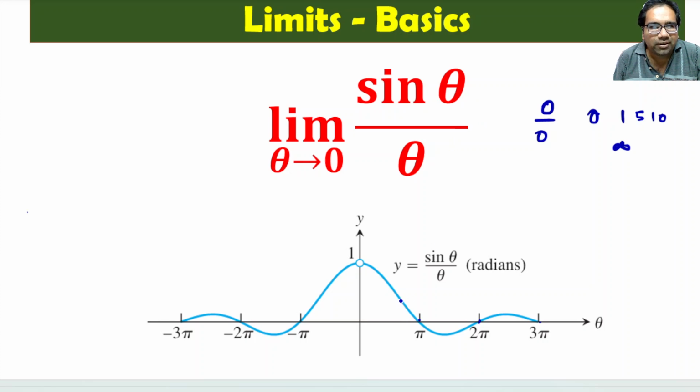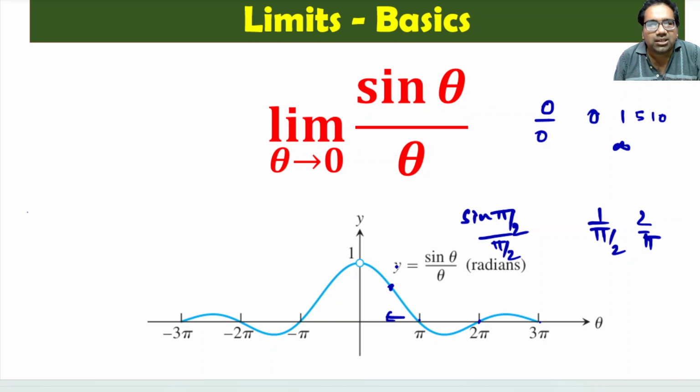At the same time, when it is coming closer to 0, for example, sine pi by 2 divided by pi by 2: sine pi by 2 is 1, so it is 1 by pi by 2, which is 2 by pi. Some value is 2 by pi. It is actually increasing.